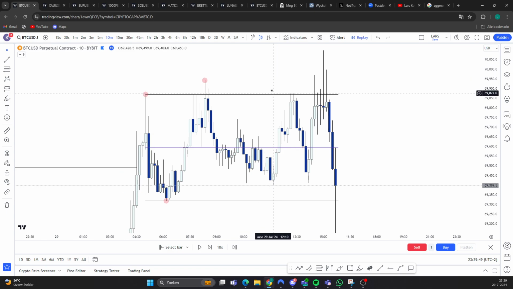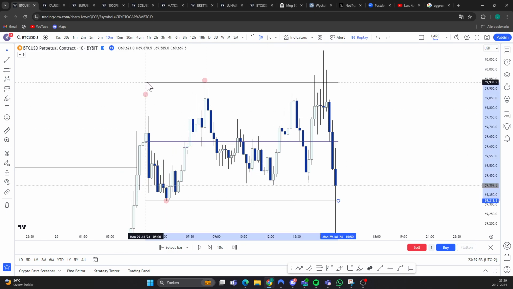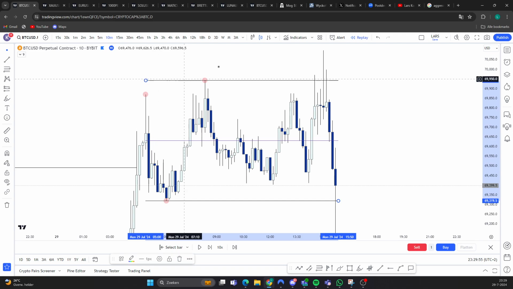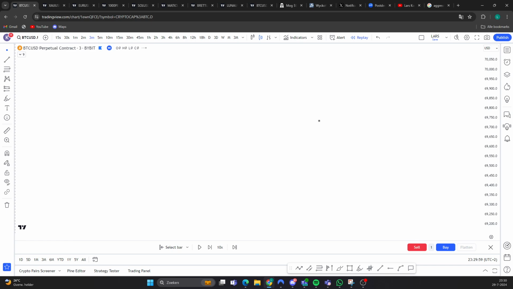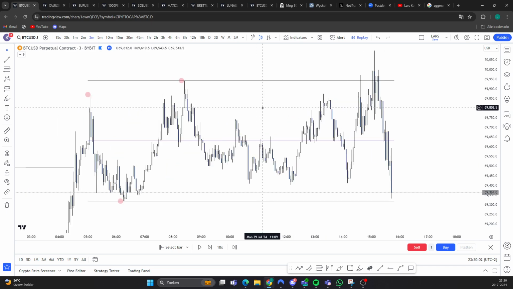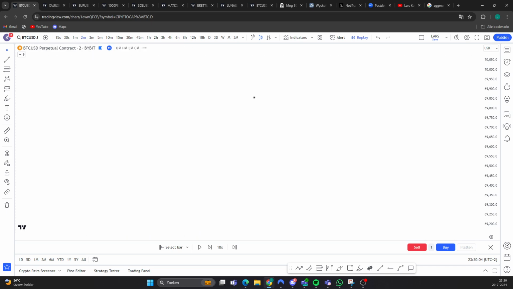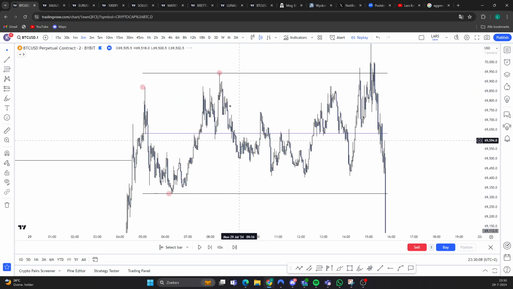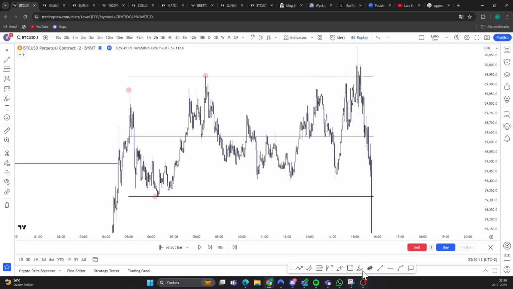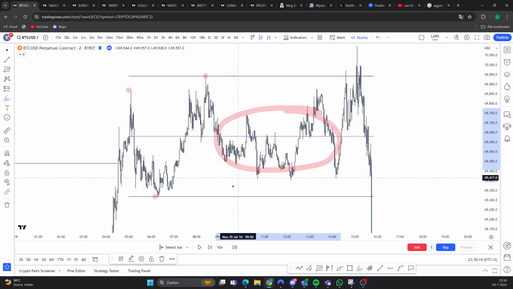From there, we got the move down. That's when we extend our range towards the range high, because as we know, we can always have a potential model 2 distribution in the making. Now, from there, we came down and started ranging within or around the EQ of this local range.